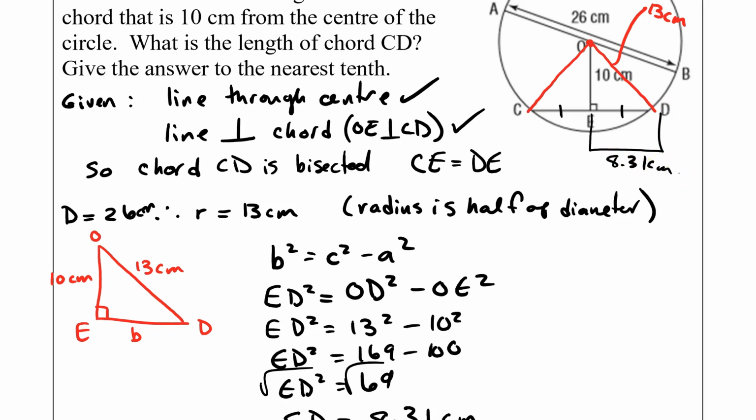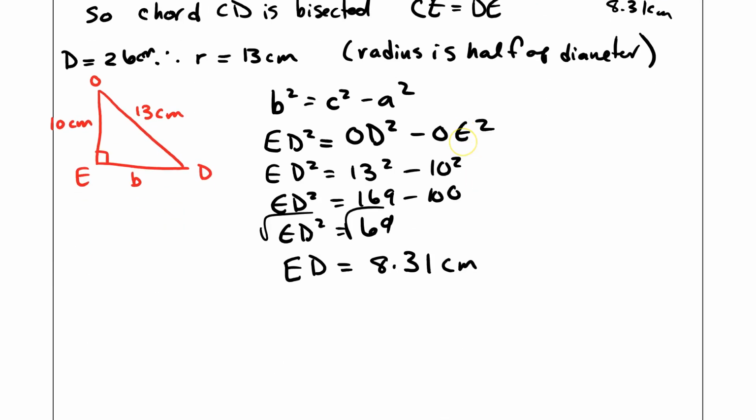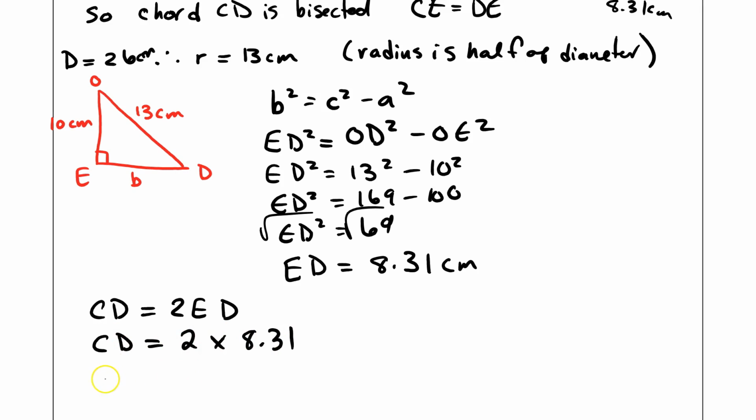But we want to find the whole thing, C to D. So what I'm going to do is multiply that by 2 because I know that these two, CE and ED, are the exact same. So CD is 2ED. So I'm going to say CD equals 2 times 8.31.